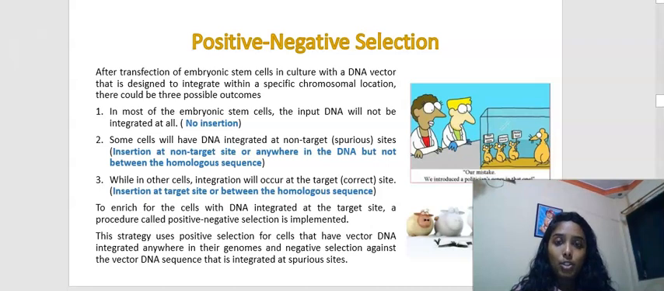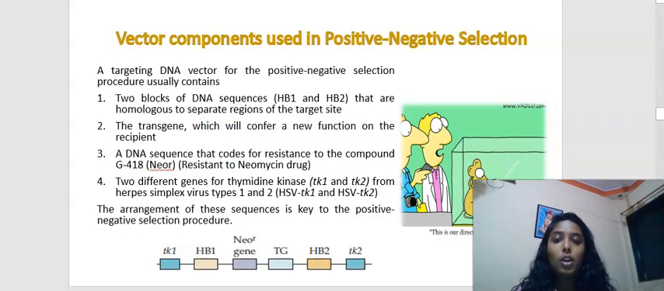Now, for this selection, the vectors that are used have four components. Out of those four components, two of them are markers. The first component is a DNA sequence. There are two blocks of DNA sequence, namely HB1 and HB2. The second component is a transgene or gene of interest, denoted as TG. The next is a gene, the neo-R gene, which stands for resistance to the neomycin drug. It provides resistance to the compound G418, which is present in the neomycin drug.